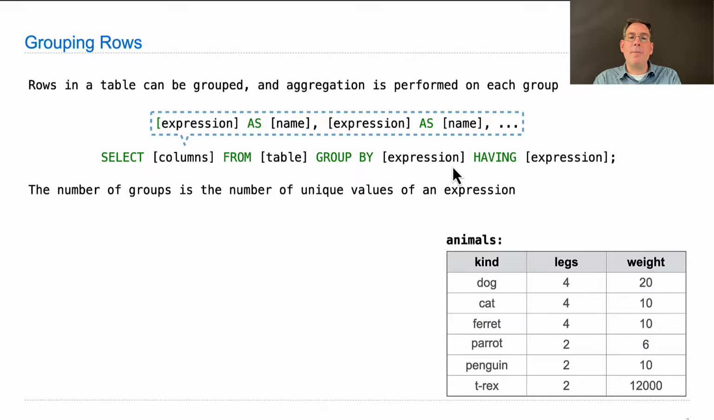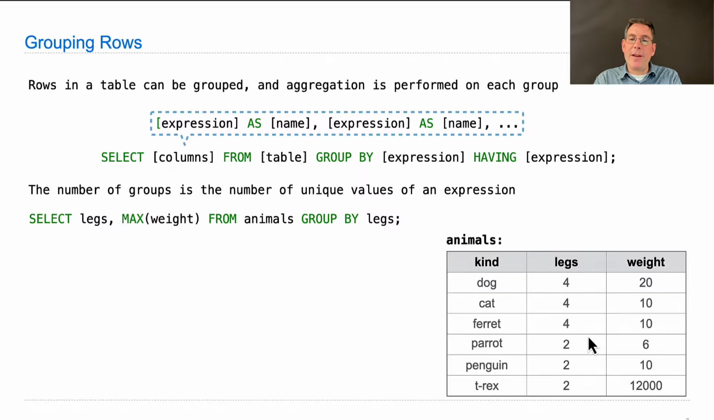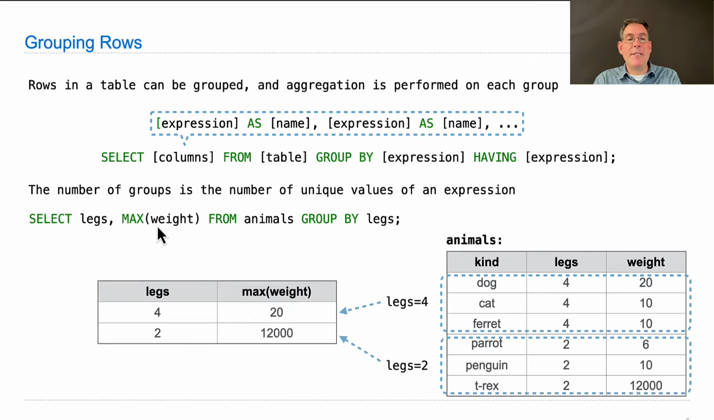So for example, if I write group by legs in the animals table, there are two different unique values, 4 and 2, and so we'll get two different groups. This says show us the legs for that group and the max weight for that group for each of the groups. Here are the four-legged beasts. Here are the two-legged beasts. Each of those is a group, and so each of those corresponds to one row in the output.